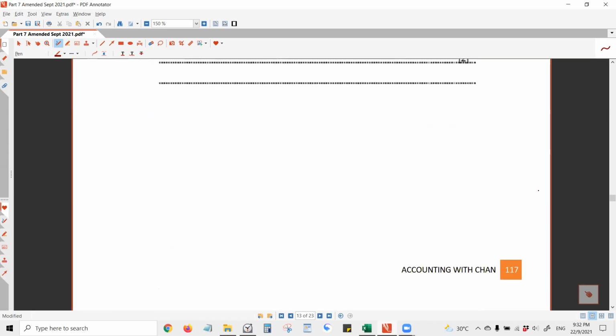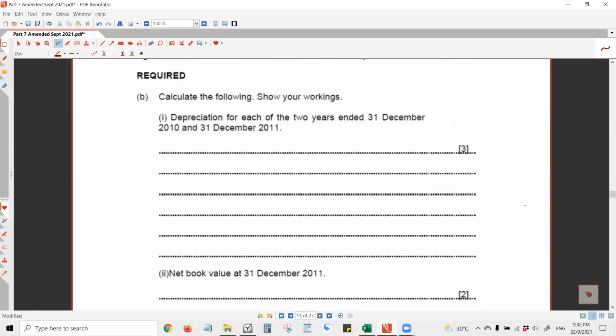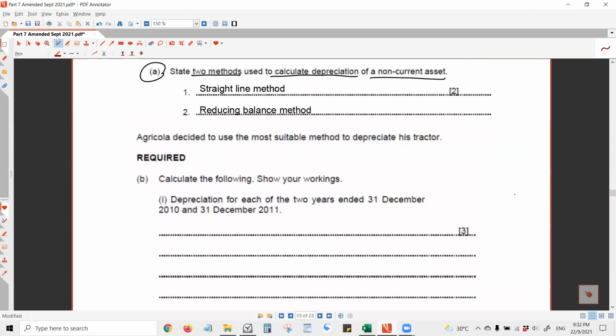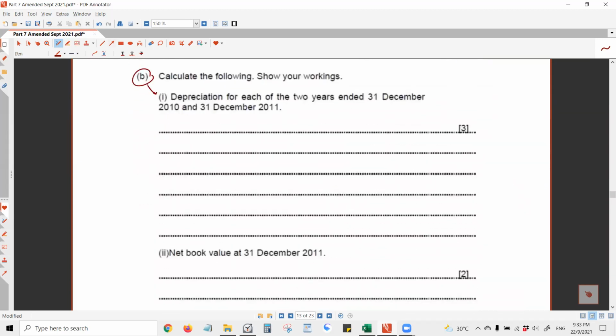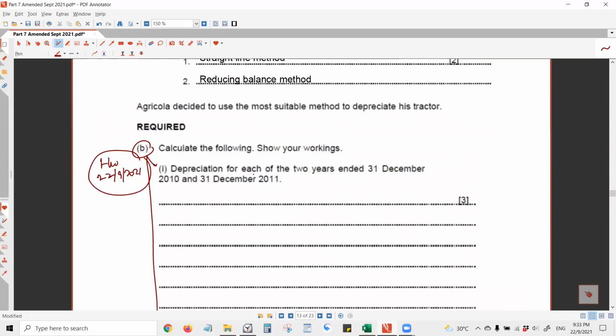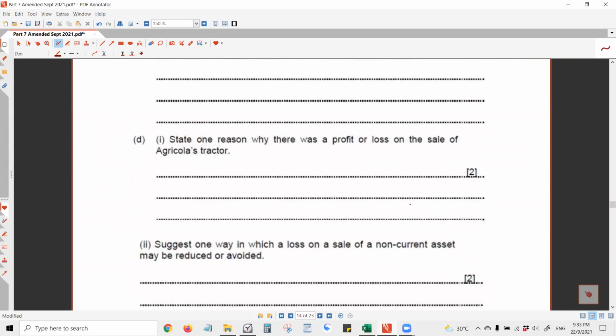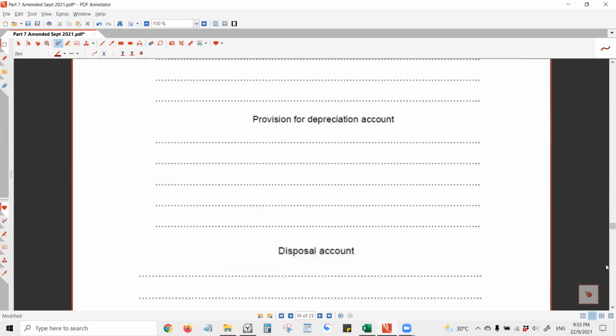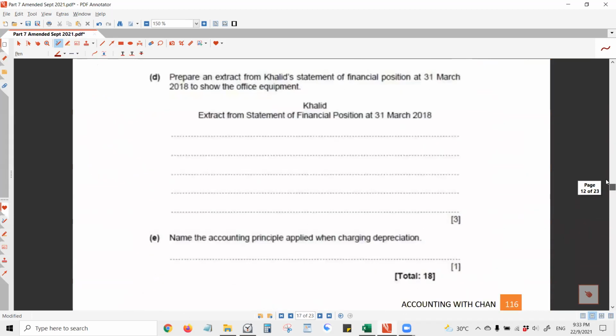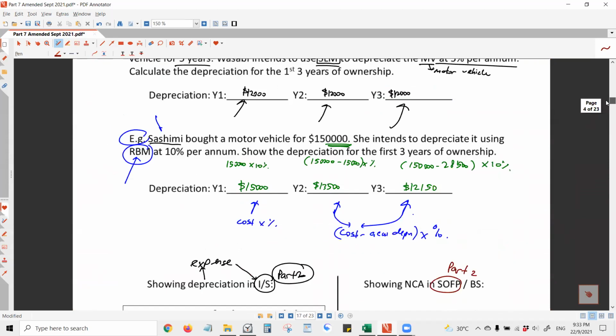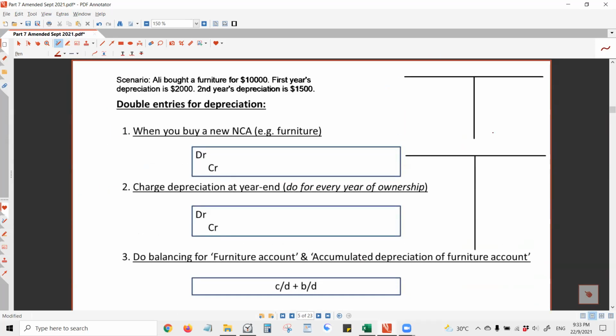And on page number 117, this is also your homework. You try B1 and B2. I'll discuss this next week. All these are calculations that I taught you today. And next week, I'm going to discuss all these questions and then we move on to other parts of depreciation. You are going to learn what the double entries are when you charge depreciation. This is the main thing for the next lesson.